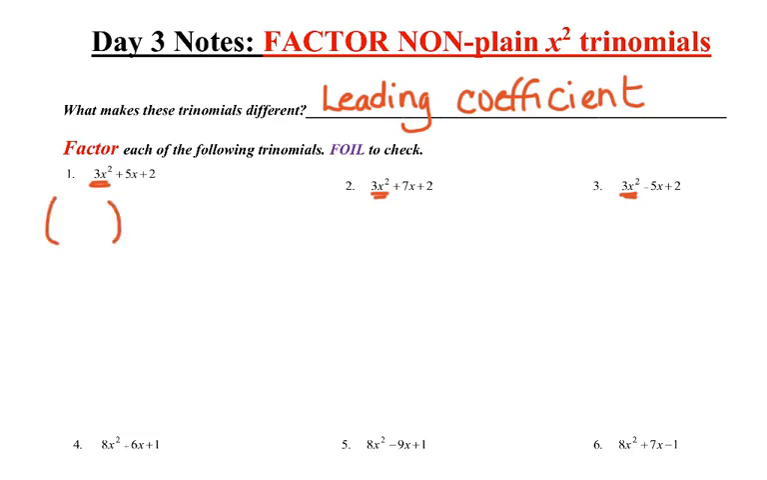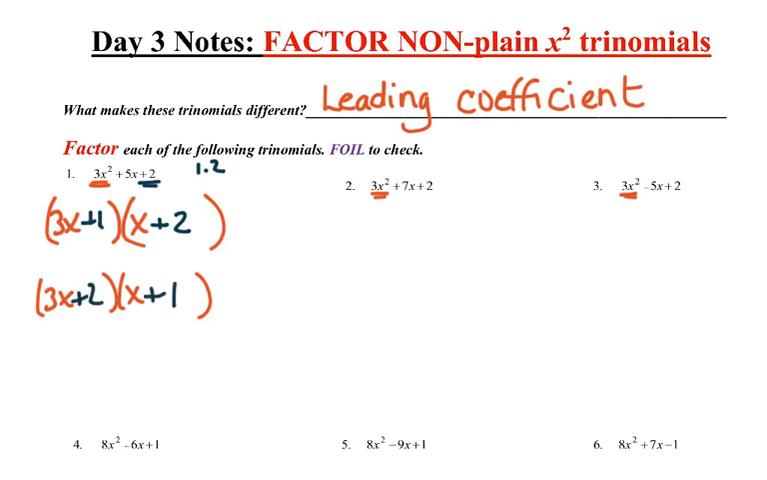We're still going to make two parentheses. We're still going to look at the first term and say what times what gives me 3x squared. Yes, 3x and x. We're still going to look at the last term and say what numbers multiply to 2. Now I only have one choice really, 1 and 2, but it's going to make a difference where I put them. Like I can do 3x plus 1, x plus 2, or I could do 3x and x and do 2 and 1. Right? Both of those multiply to the first term and multiply to the last term, but only one is going to FOIL to 5x.